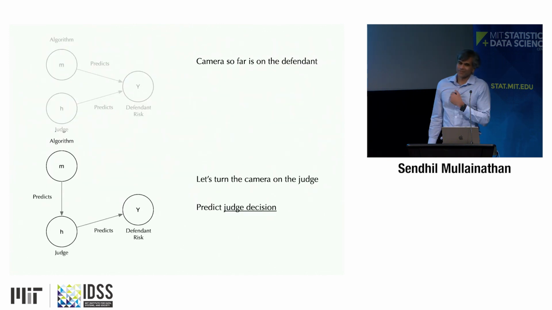But I'm not looking at the defendant. I'm looking at the judge. So what if we turned the camera on the judge and built a purely predictive model of the judge? Are there things in that predictive model that might be hypotheses I'd overlooked?